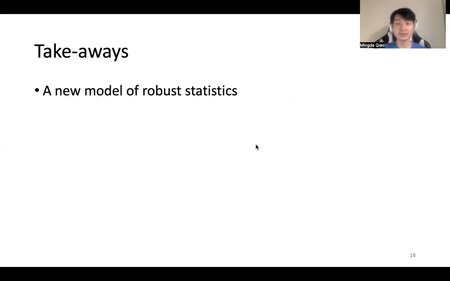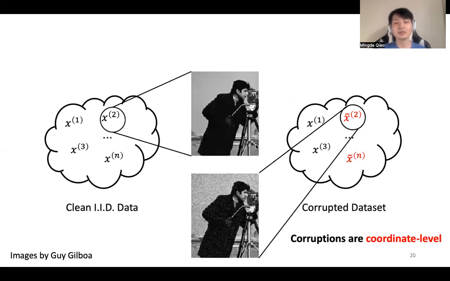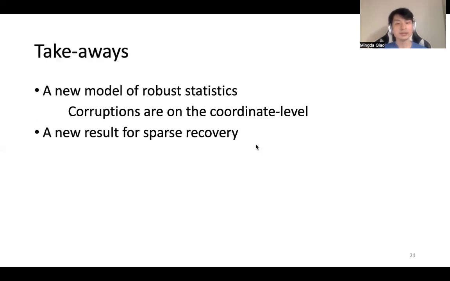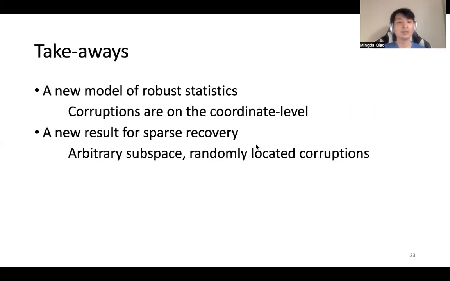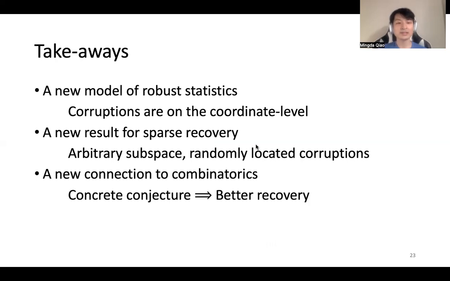Now to recap, in this work, we define a new model of robust statistics, where the data are high dimensional and the corruptions happen on a coordinate level. Secondly, we give a new result for sparse recovery. It differs from the previous work in that it makes no assumption on the subspace U and only assumes that the corruptions happen at random locations. And finally, we build a new connection between sparse recovery and combinatorics. Concretely, in our paper, we stated a concrete conjecture in combinatorics that would imply a better recovery guarantee for our problem.